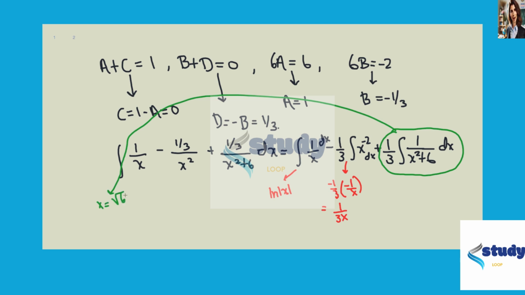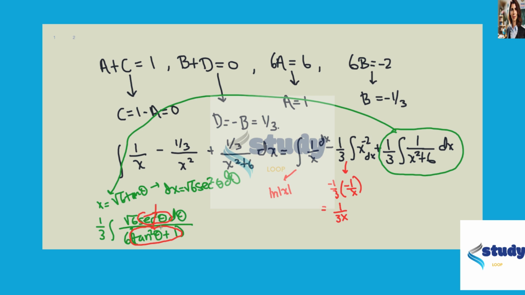x equals √6 tan theta. Then dx equals √6 secant squared theta d theta. So we have 1/3 integral dx over x squared, so that's 6 tan squared theta, plus 6. Let me factor out that 6. And then we know that tan squared plus 1 is secant squared. So these terms are equal, and we could go ahead and cross those off.